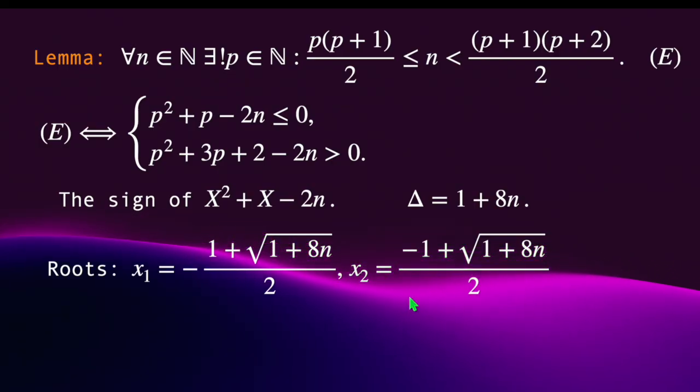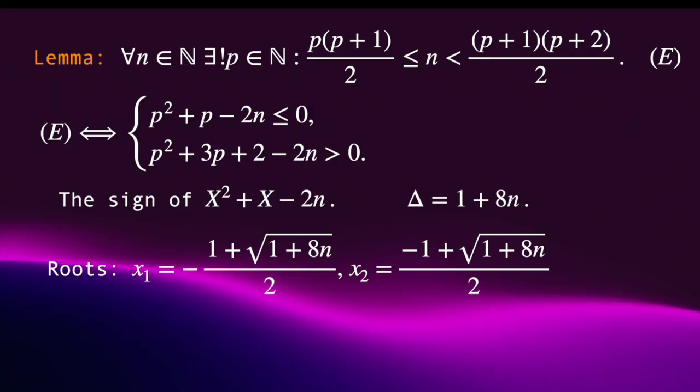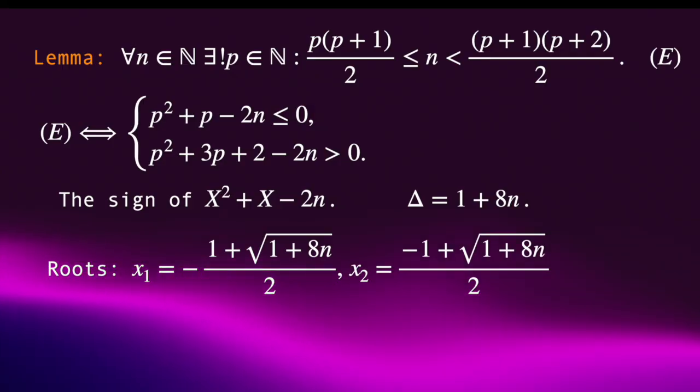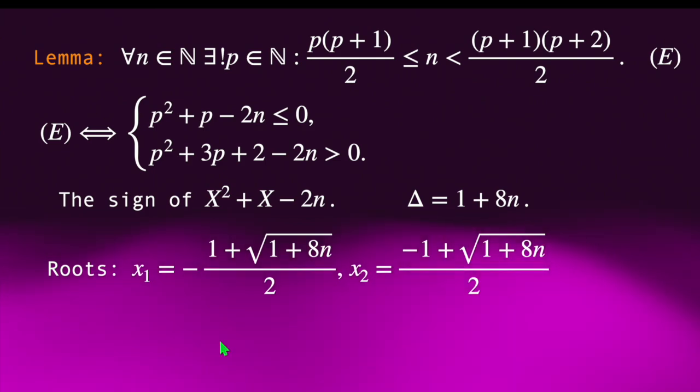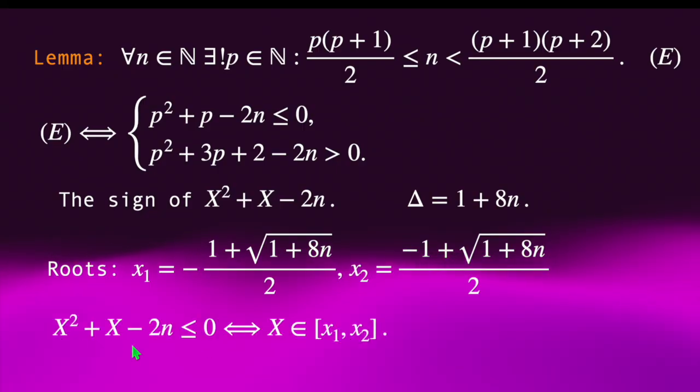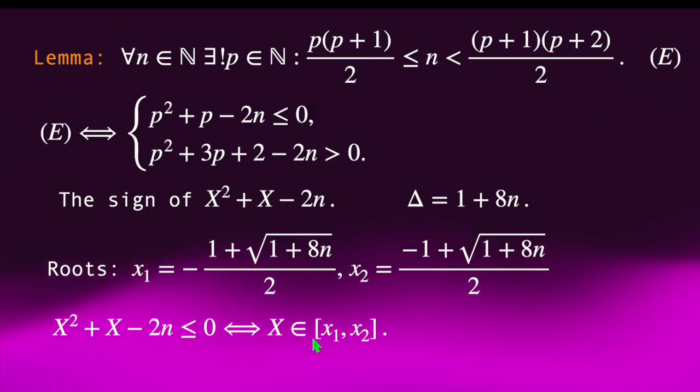And the roots are x1 equal to minus 1 plus the square root of 1 plus 8n over 2, and x2, similarly with minus. So they are the roots, and we know that a polynomial has the sign of x squared when x is at the exterior of the roots. So we get that this polynomial is less or equal to 0 if x is between x1 and x2.